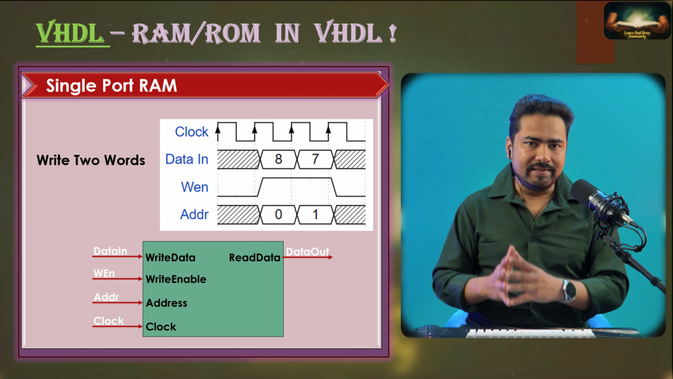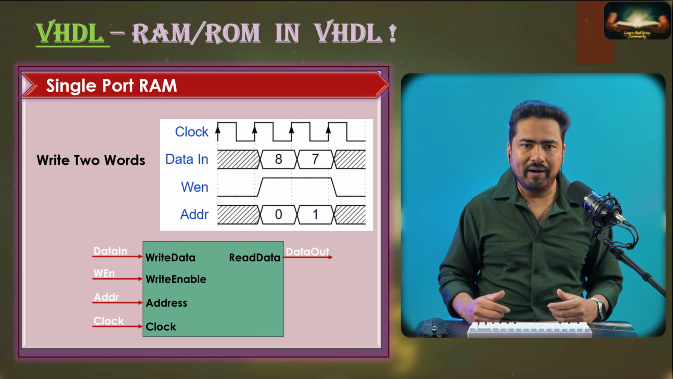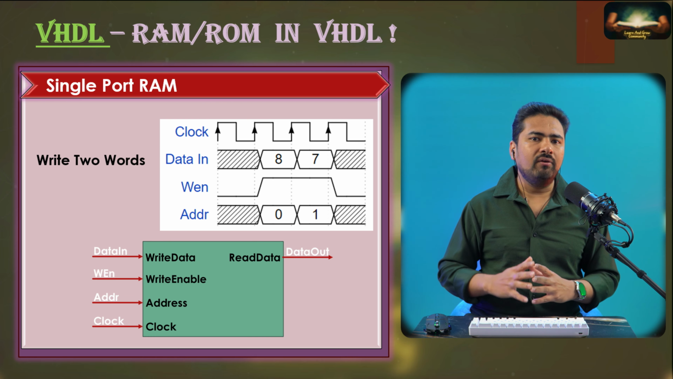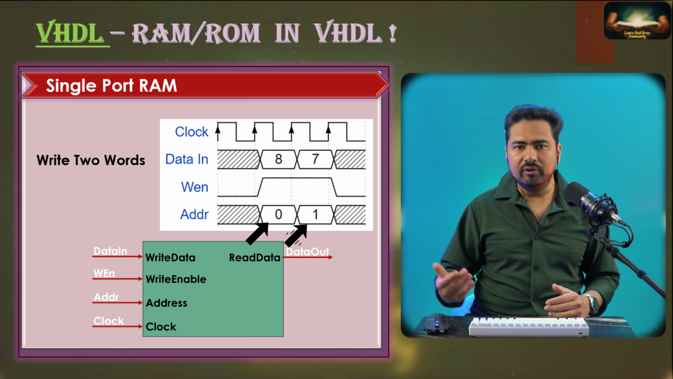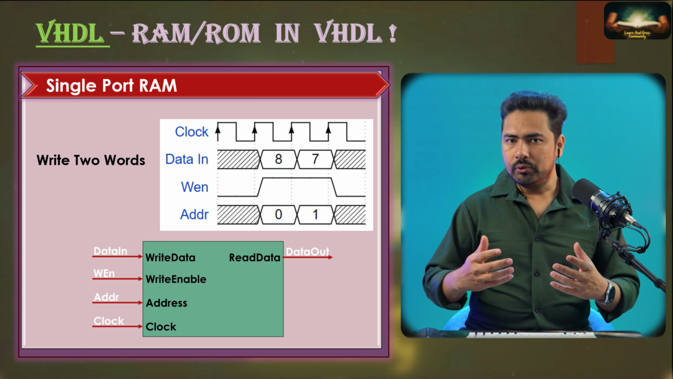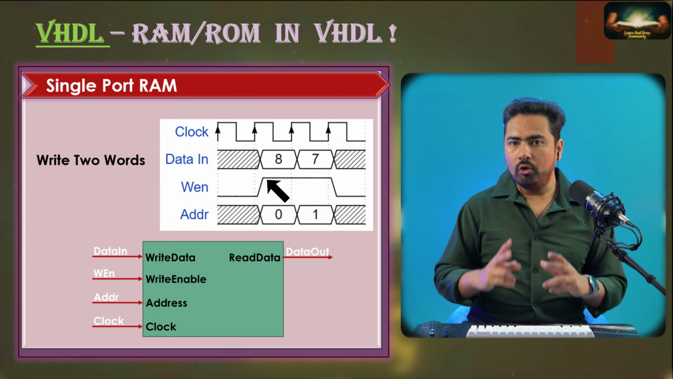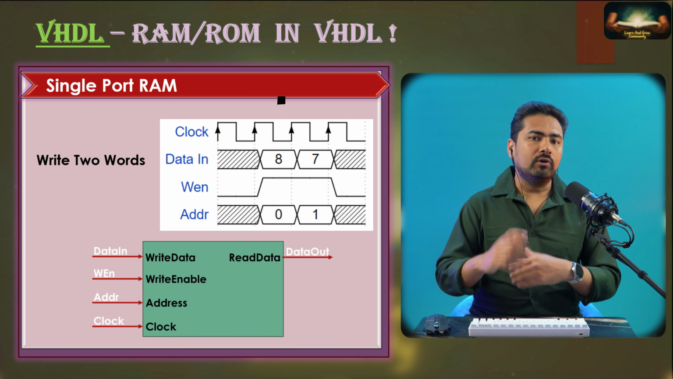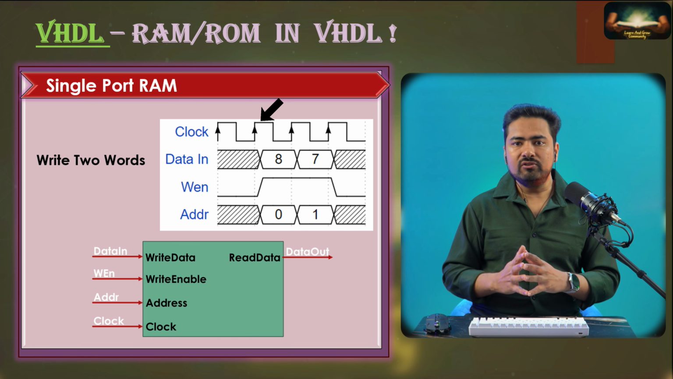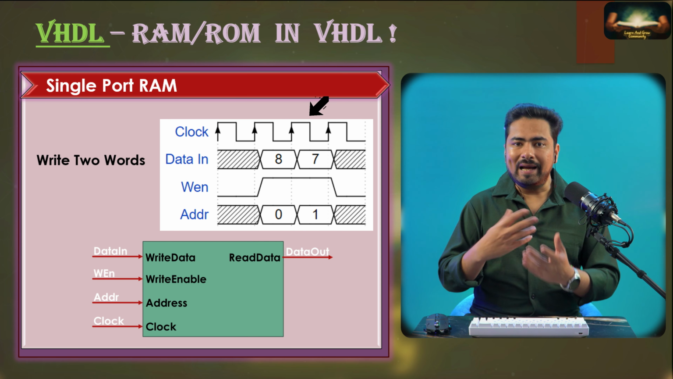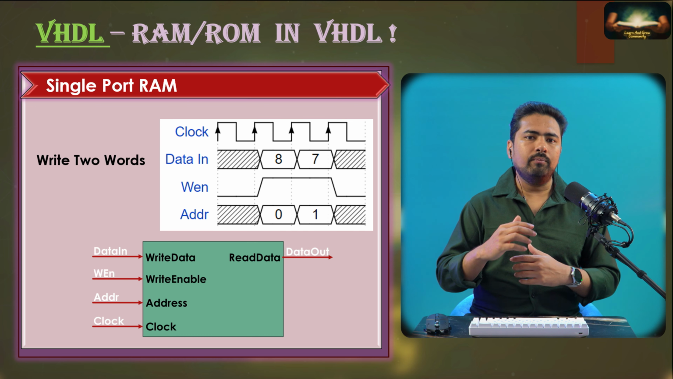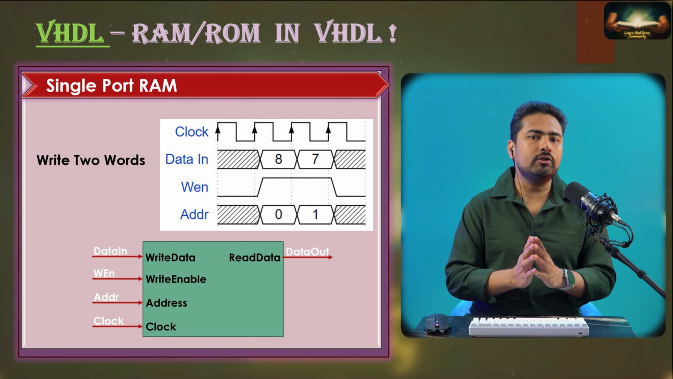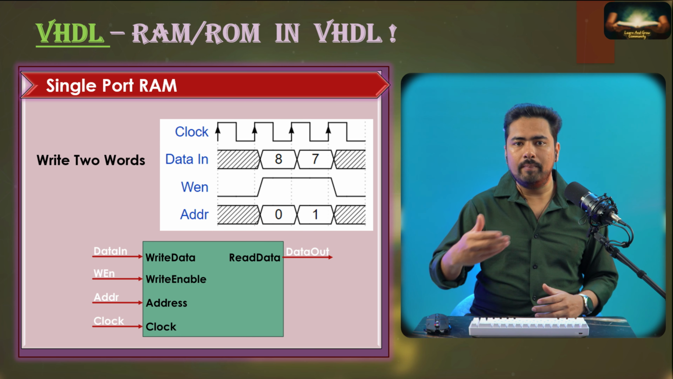Now here is an example of consecutive data writing. We are writing value 8 and value 7 to address 0 and 1 respectively. So the write enable signal is 1 for two clock cycles. For the first clock cycle, the address will be 0, and for the next clock cycle, the address will be 1. This ensures that both of the inputs are correctly stored at the right address in your memory.